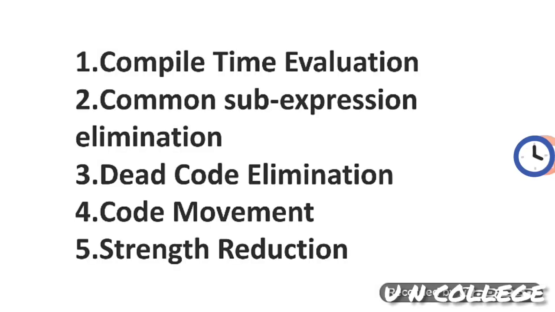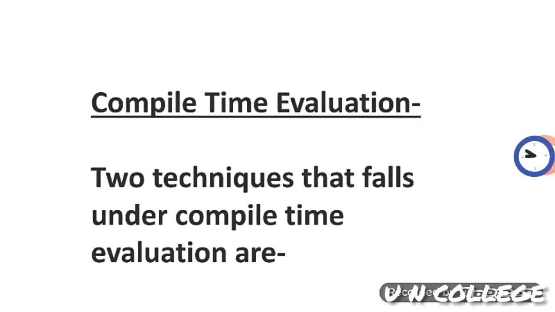Now I am going to discuss the different techniques which are used in code optimization. I have already represented the techniques in a diagram, and again I am going to explain all of them. The first one is compile time evaluation, the second is common subexpression elimination, then dead code elimination, code movement and strength reduction. Now we will start one by one. First of all, compile time evaluation.